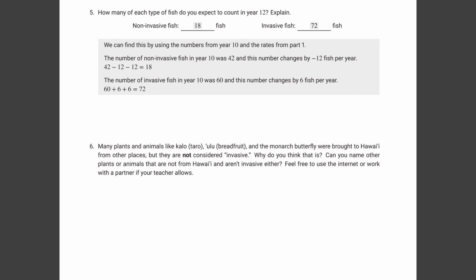Finally, we conclude this activity with an open-ended question. Many plants and animals like kalo, ulu, and the monarch butterfly were brought to Hawaii from other places, but they are not considered to be invasive. Why do you think this is? Can you name other plants and animals that are not from Hawaii but aren't invasive either?